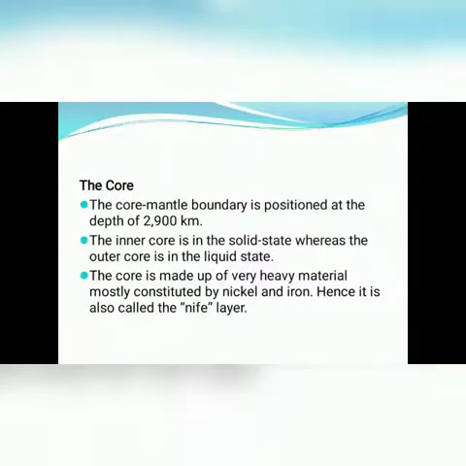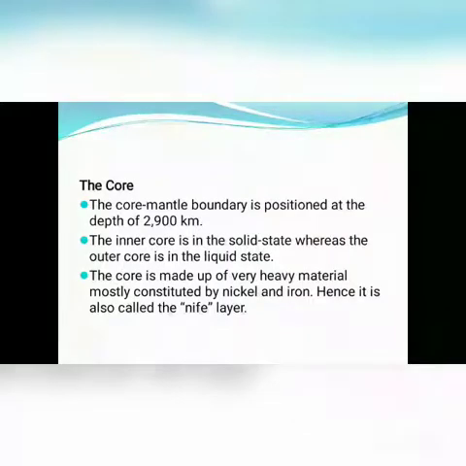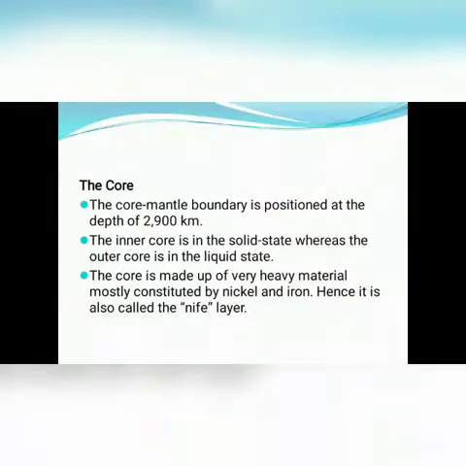The next layer is the core. The core mantle boundary is positioned at the depth of 2900 km. The inner core is in the solid state, whereas the outer core is in the liquid state. The core is made up of very heavy material, mostly constituted by nickel and iron. Hence, it is also called the Nife layer.